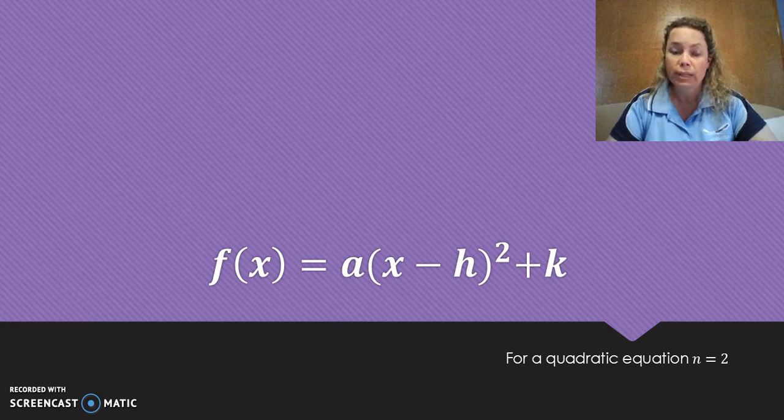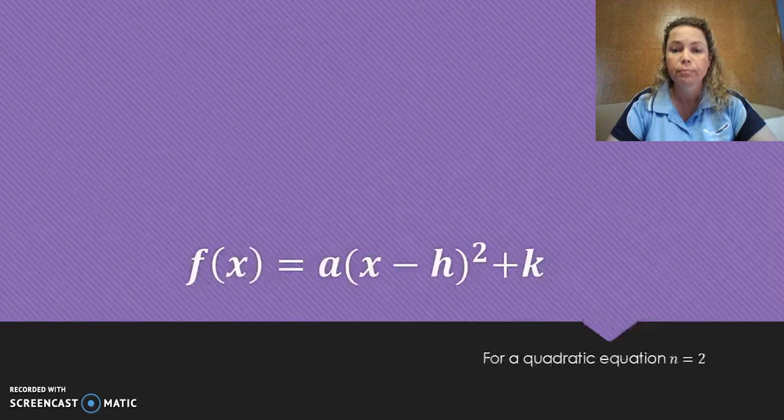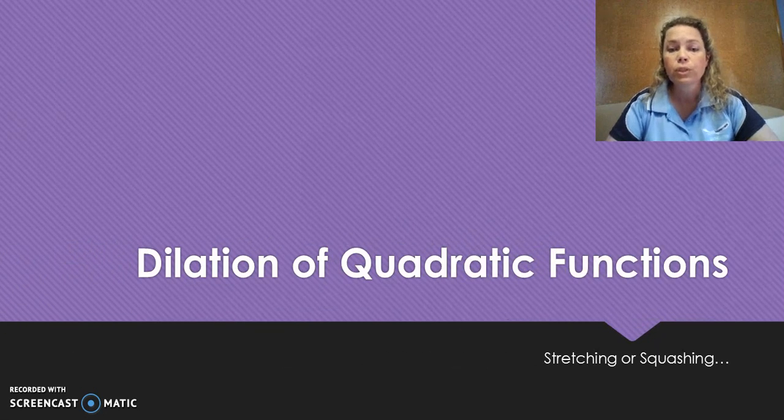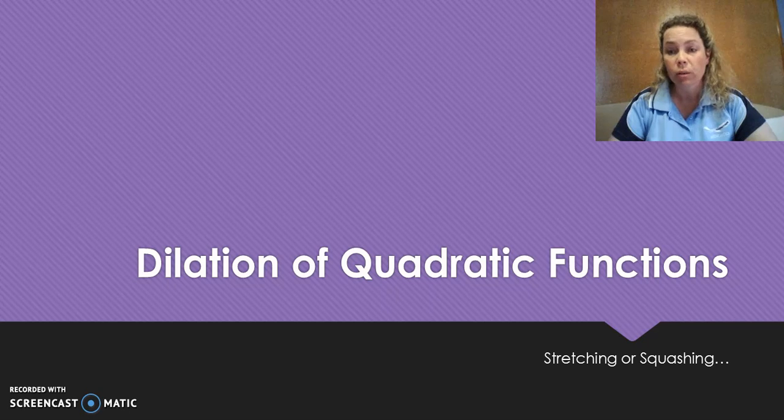This basic equation will let us alter or transform our equation in many ways. We're going to break this up by looking at each element of the equation. First of all, we'll do dilation of quadratic functions. That's where we're either going to stretch the function or we're going to squash it down. If we stretch it, it'll be longer and skinnier, and if we squash it down, it will be shorter and fatter.